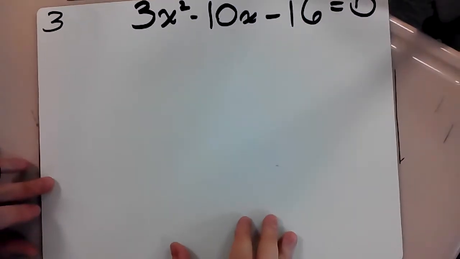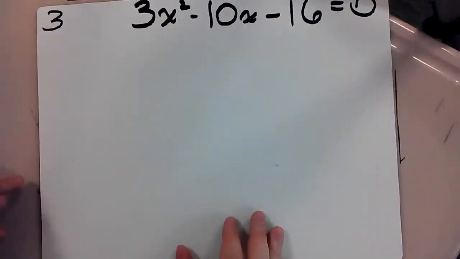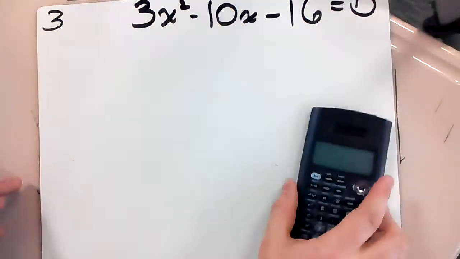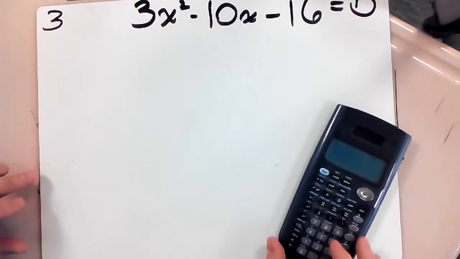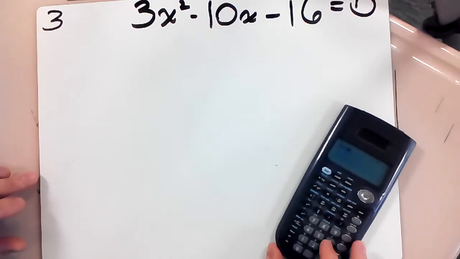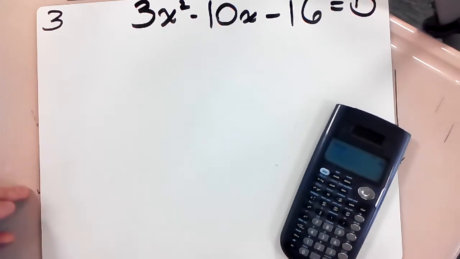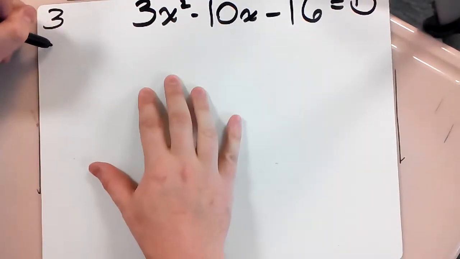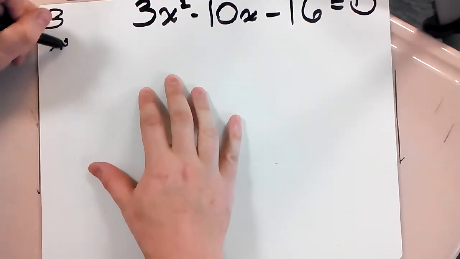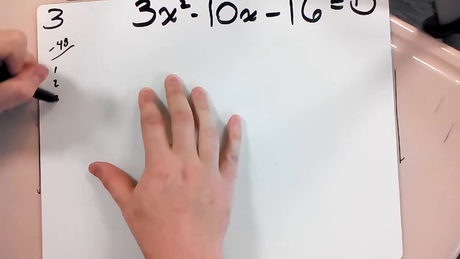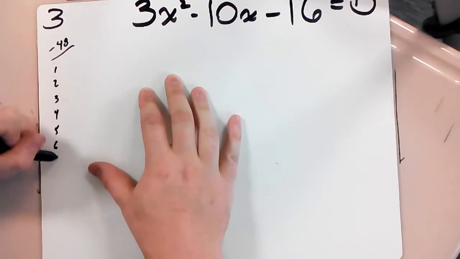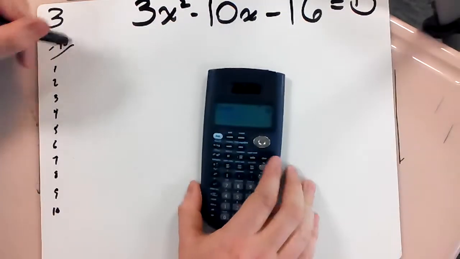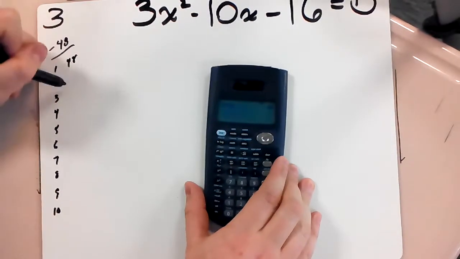All right, so now I'm going to take a look at this one. First thing I'm going to do is see if this is factorable. 3 times 16 is 48. So let's double check that. Does anything multiply to negative 48 and add up to 10? Let's check real quick. So I have 1 and 48.